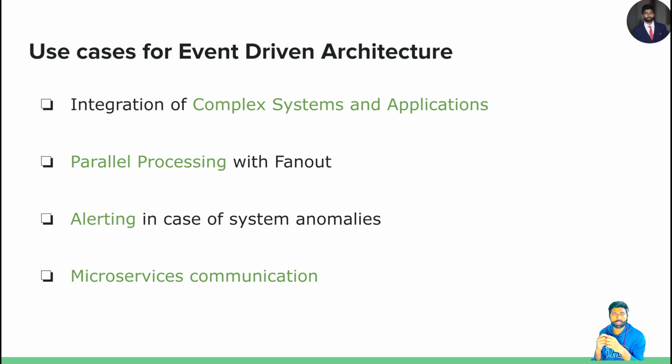You can also use an event-driven architecture to alert in case of any system anomalies. Rather than continuously checking on your resources, you can use this event-driven architecture to monitor and receive alerts on those anomalies or any changes or any updates. Another use case for using event-driven architecture is microservices communication. So you can deploy, build, and scale microservices independently with event-driven architecture in a microservice-based applications. An example could be an e-commerce application, as I previously mentioned.